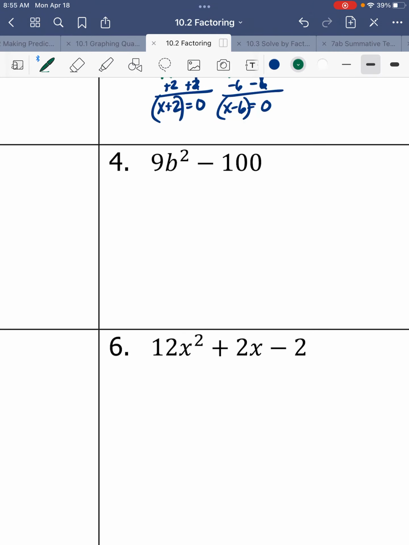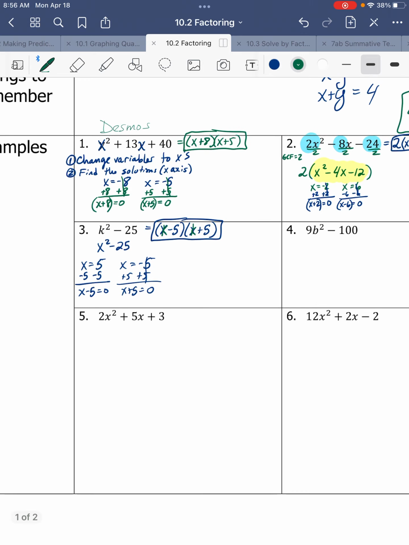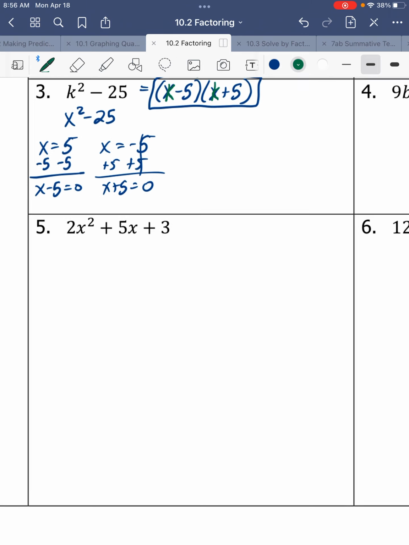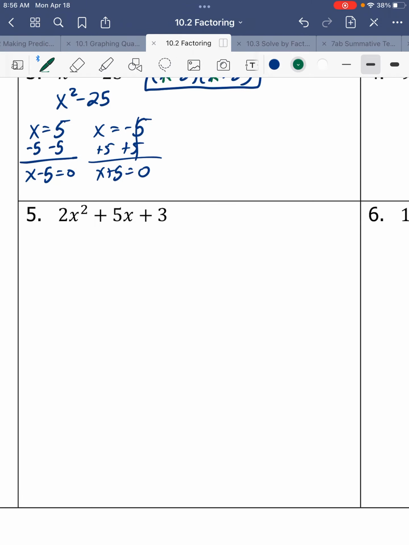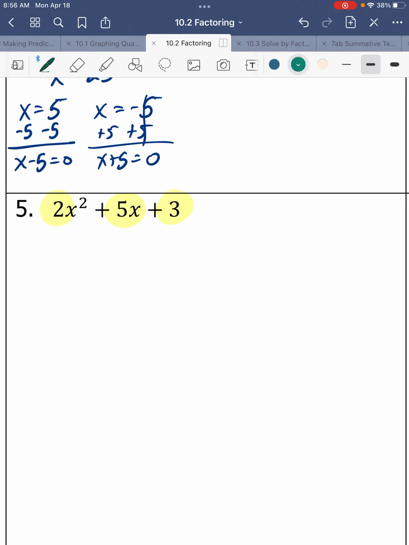All right, number 4. I'm actually going to skip number 4, and I'm going to go to number 5. So we look, is there a greatest common factor? 2, 5, and 3, no. We have x squared, x, and nothing with the 3.